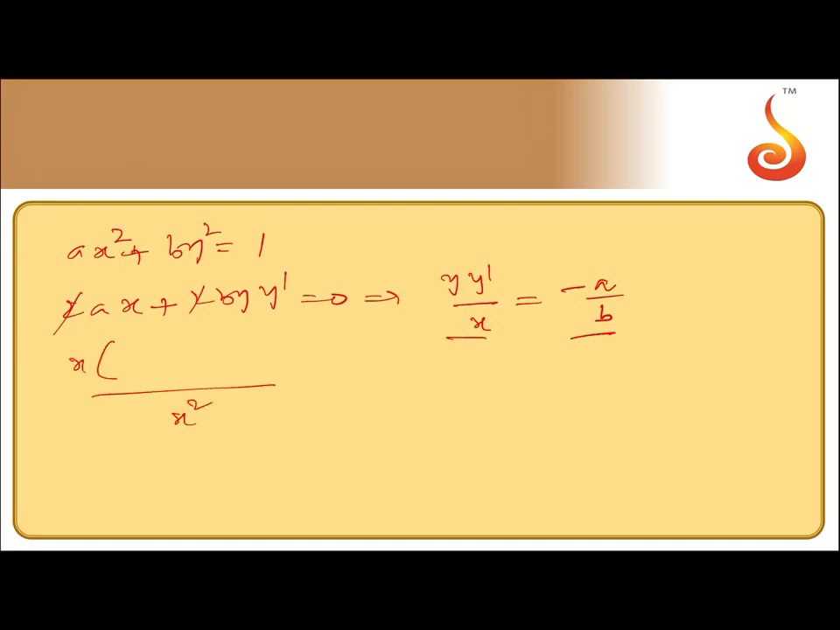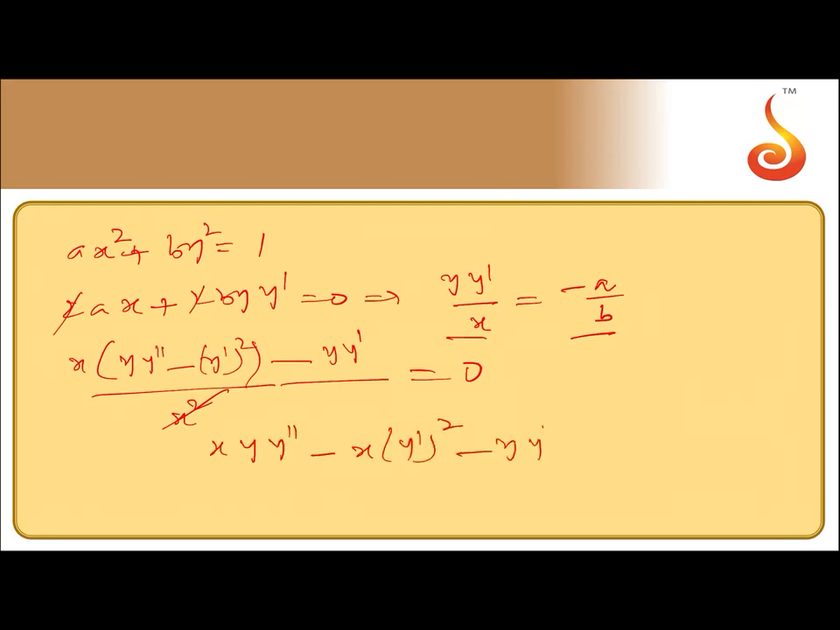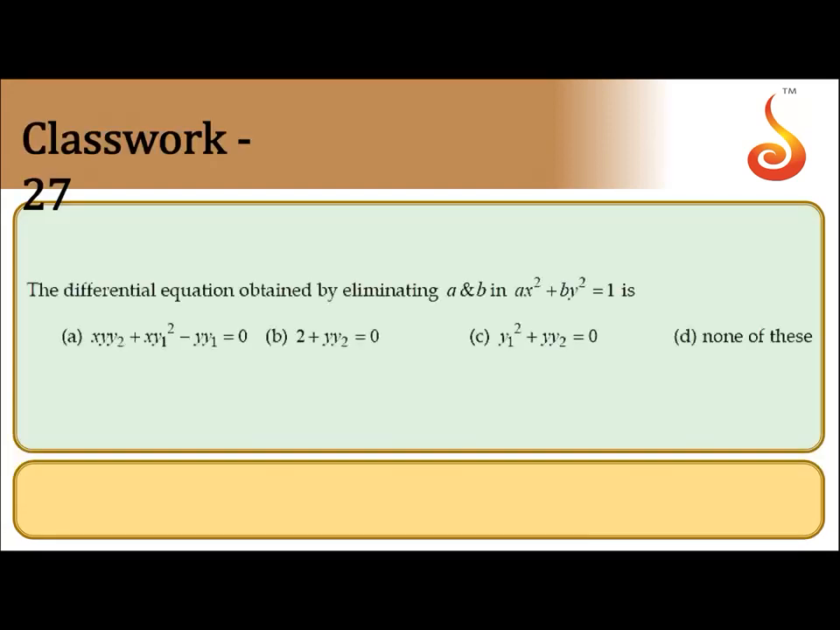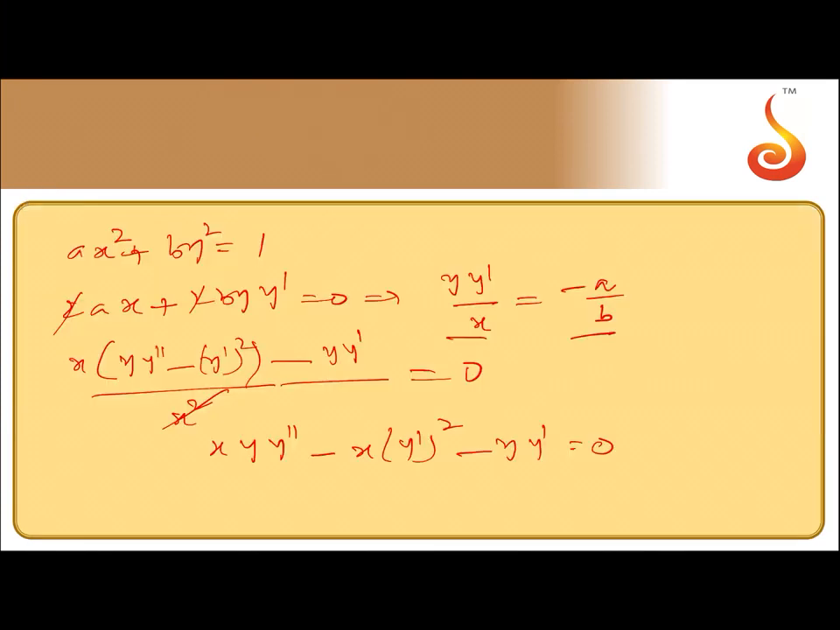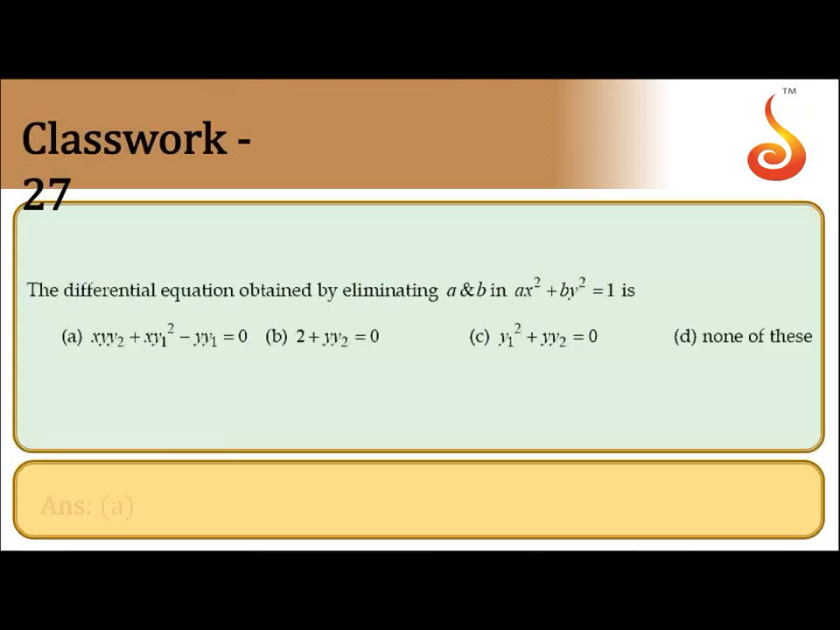So differentiate both sides with respect to x. This is nothing but x multiplied by the derivative of the numerator, y double dash, minus y dash whole square minus x into the derivative of 1 which is y dash, that is equal to 0. The constant's derivative is 0. X square of course gets cancelled and you'll be getting the answer x y y double dash minus x into y dash whole square minus y dash is equal to 0. Minus, plus, I think it is plus, sorry, it is plus. It is the first option, A.